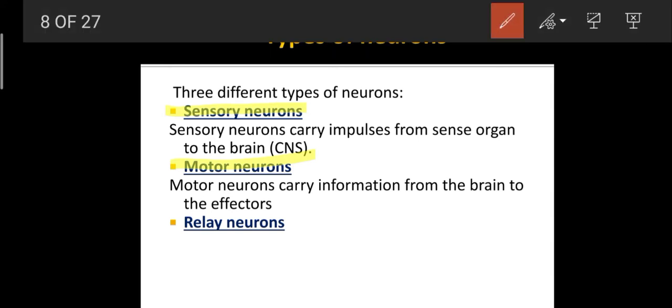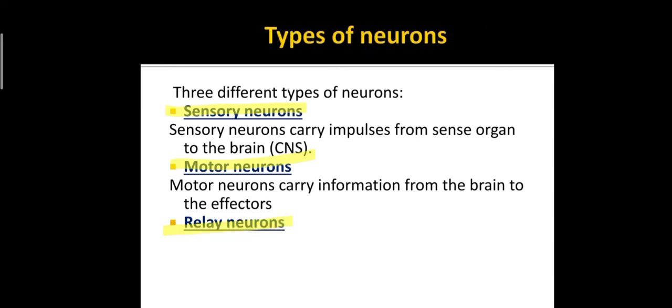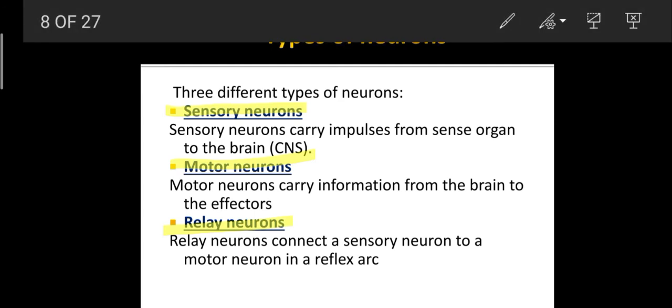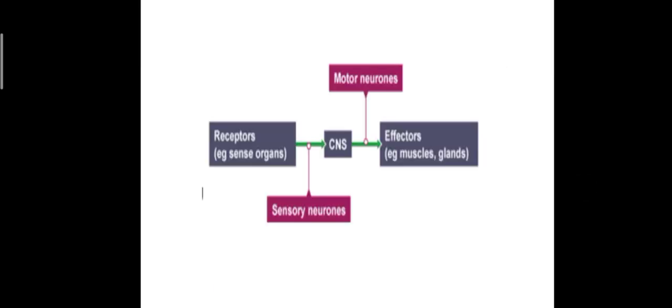The third type is relay neurons. Relay neurons connect a sensory neuron to a motor neuron in a reflex arc. So relay neurons are those neurons that connect the sensory neurons to the motor neurons in a reflex arc. We will discuss the reflex arc in the next slides.